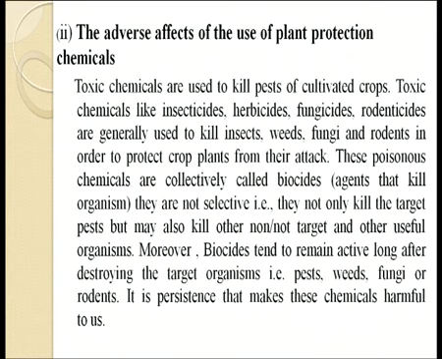The adverse effect of the use of plant protection chemicals. Toxic chemicals are used to kill pests of cultivated crops. Toxic chemicals like insecticides, herbicides, fungicides, rodenticides are generally used to kill insects, weeds, fungi and rodents in order to protect crop plants from their attack. These poisonous chemicals are collectively called biocides.